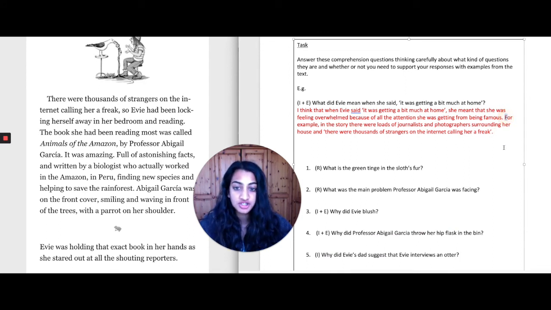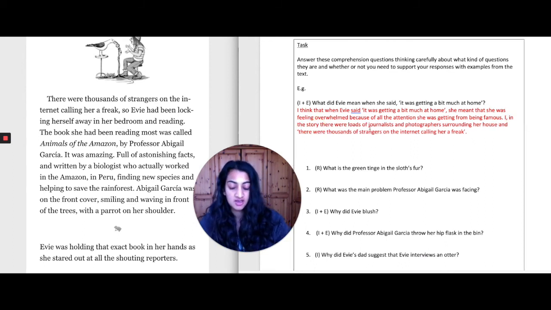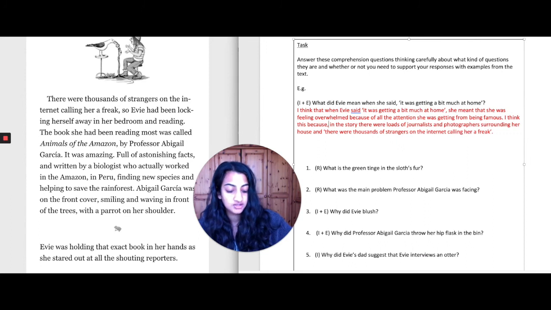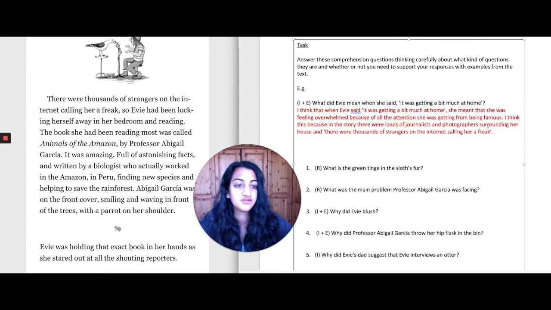Okay, I forgot to say "I think this because." Now remember, I should say that because I need to show how I'm linking my thoughts to the evidence from the text. So instead of saying, for example, in the story, I can say, "I think this because in the story there were loads of journalists and photographers surrounding her house, and there were thousands of strangers on the internet calling her a freak." So now that is a really good answer.